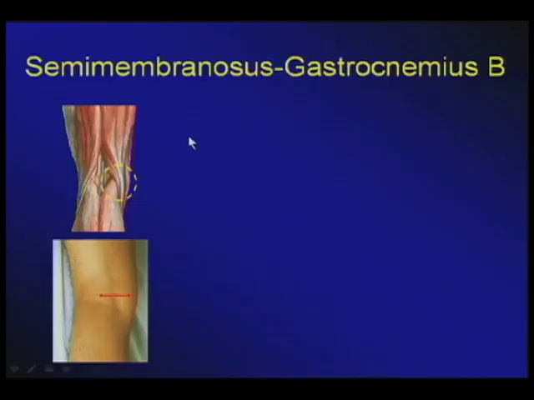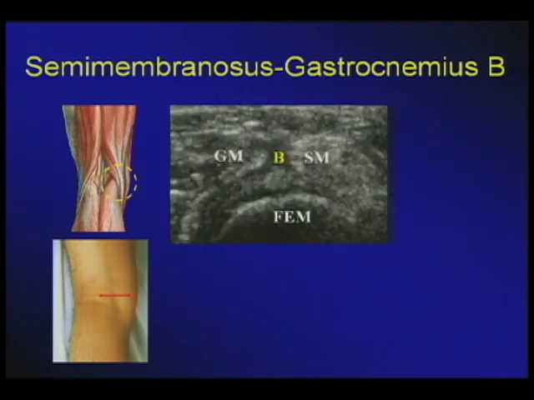The normal bursa on the medial aspect of the knee is the semimembranosus gastrocnemius bursa. So with the transducer across the medial aspect of the knee, try to identify on ultrasound 3 landmarks. The 3 landmarks are going to be the hyperechoic convexity of the posterior condyle of the femur.